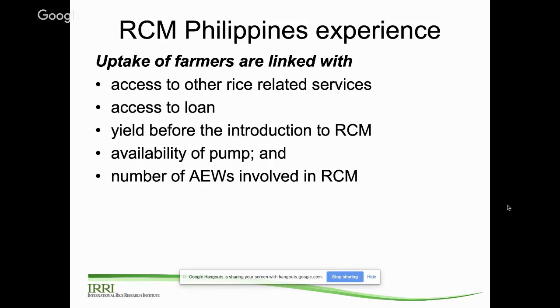So with the recommendation of RCM, there's more fertilizer recommendation. So if they have access to loan or access to financial help for purchasing fertilizer, then they can uptake the RCM recommendation. And they also uptake the RCM if they see huge benefit, like if they have low yields before and then they get high yields after that, then the uptake of the RCM can be encouraged. Also, the availability of pump, it means the irrigation is fine. And of course, the number of the agricultural extension workers that are involved in the RCM.